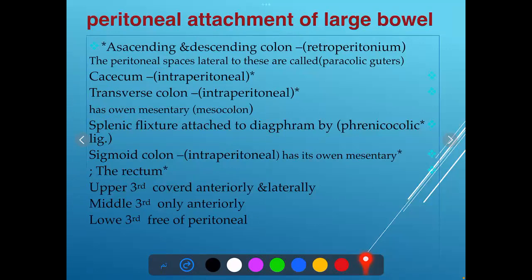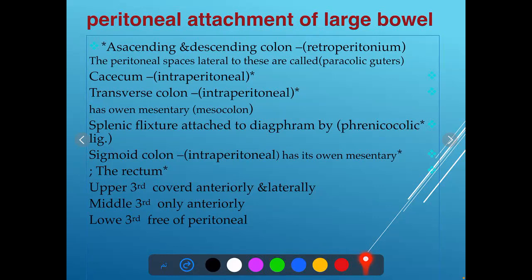Peritoneal attachment of the large bowel. Ascending and descending colon are retroperitoneal, and the peritoneal space lateral to these is called the paracolic gutter. The cecum, transverse colon, and the sigmoid colon, all of them are intraperitoneal. The transverse colon has its own mesentery, mesocolon, and the sigmoid colon also has its own mesentery. Splenic flexure is attached to the diaphragm by phrenicocolic ligament.